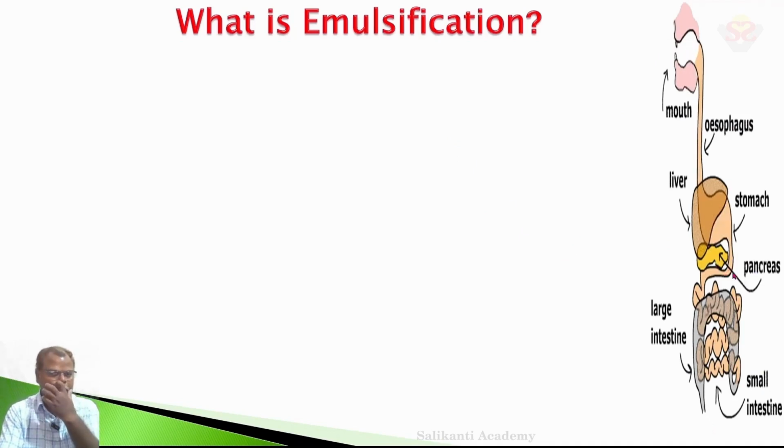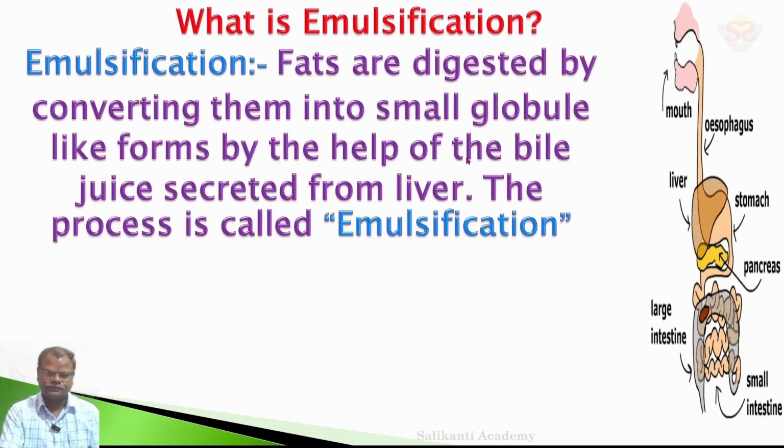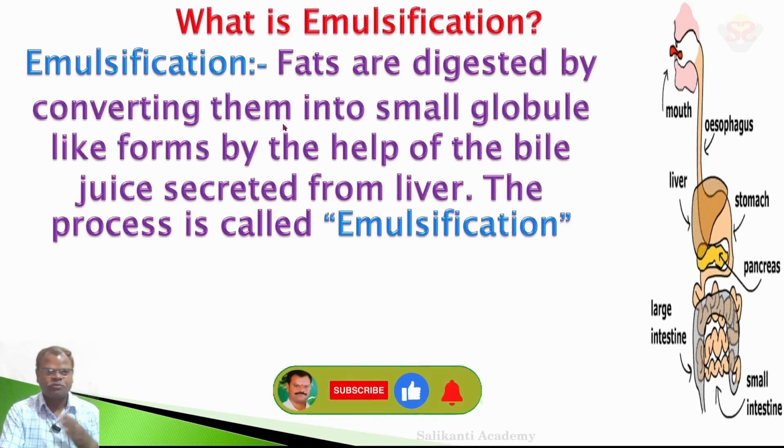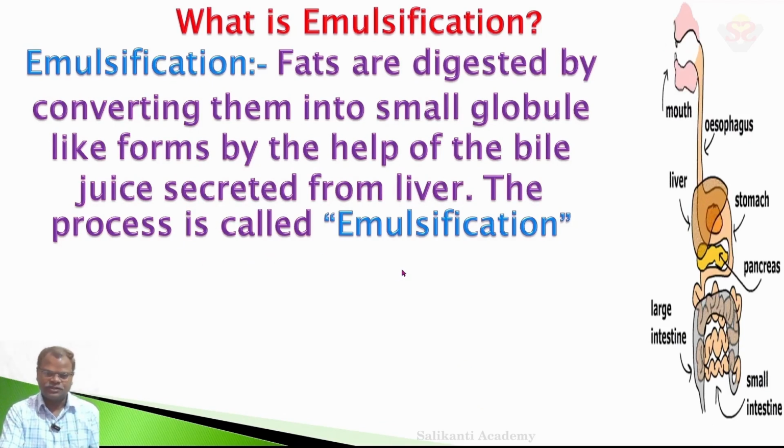This process occurs in the small intestine. The first part of the small intestine is the duodenum. In the duodenum, this emulsification process occurs. In emulsification, fats are digested by converting them into small globule-like forms with the help of bile juice secreted from the liver. The process is called emulsification. Students, you must remember what bolus, chyme, and emulsification are. These are important steps in the digestive process.